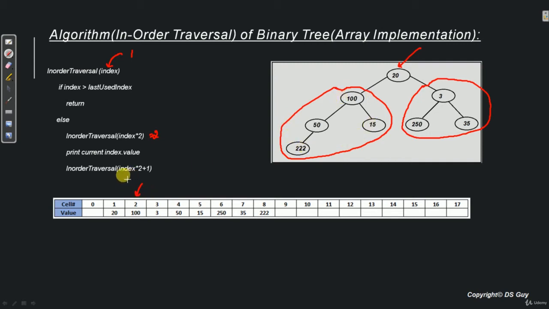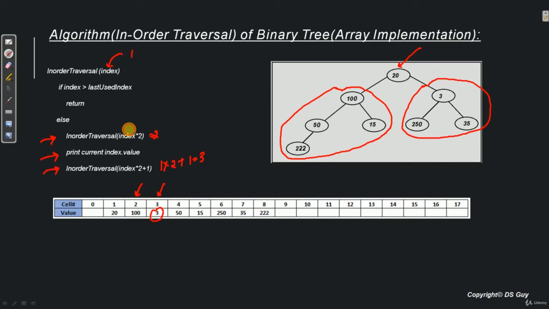Similarly, here we see in order traversal index into 2 plus 1. So index is 1. So it becomes 1 into 2 plus 1. That is 3. Now what is 3? 3 is right subtree. So here we have recursively called the left subtree. Here we have recursively called the right subtree. And of course, we are doing a print of the root's value.